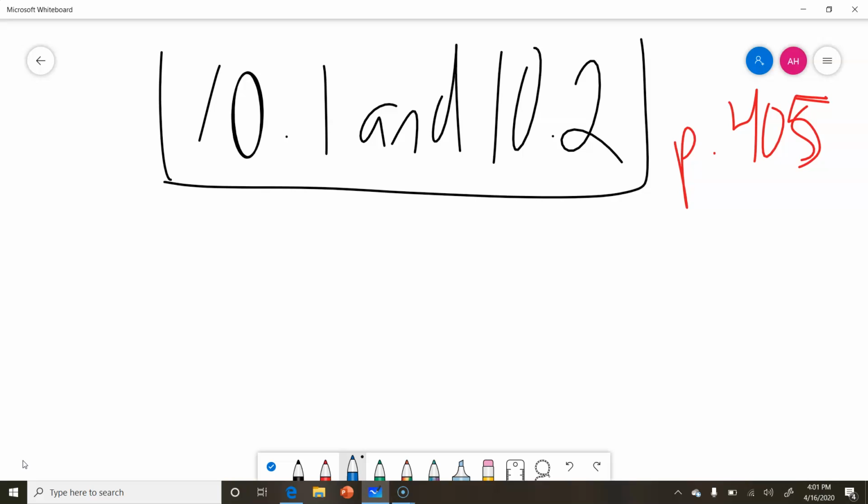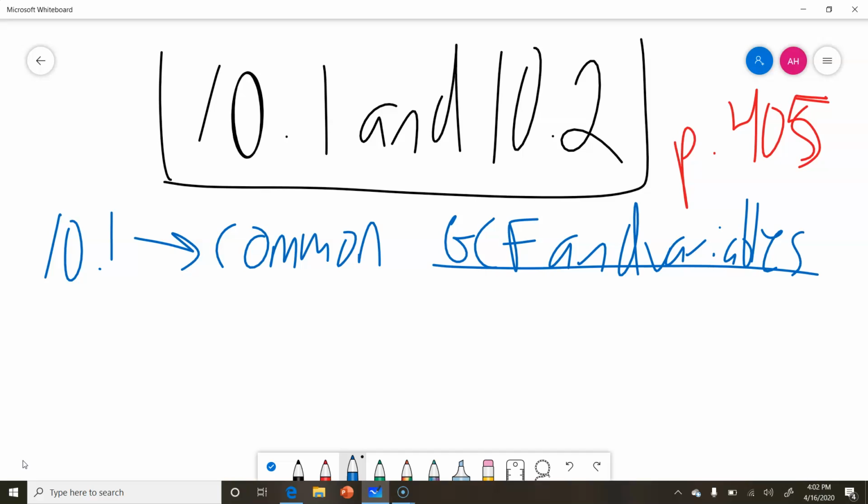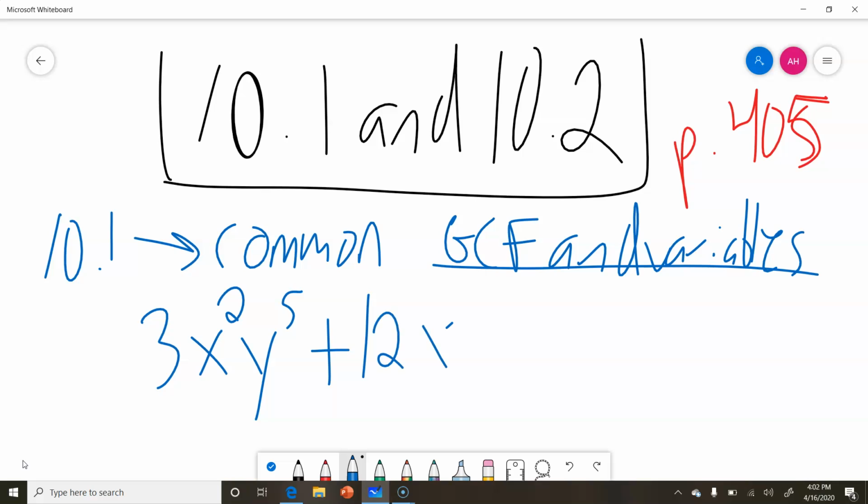The first part of the lesson, 10.1, talked about pulling out what the terms have in common. That's the greatest common factor, and the variables of the greatest common factor. So let's say they have a problem like this: 3x squared y to the fifth plus 12xy to the third.